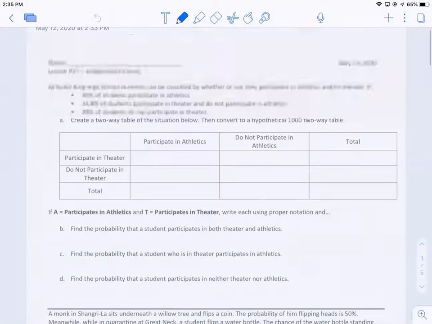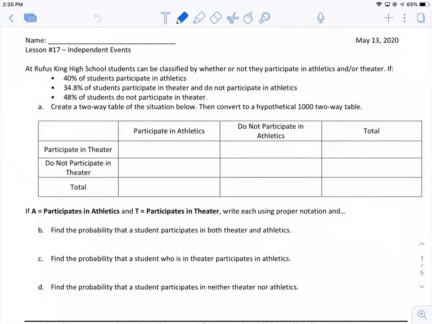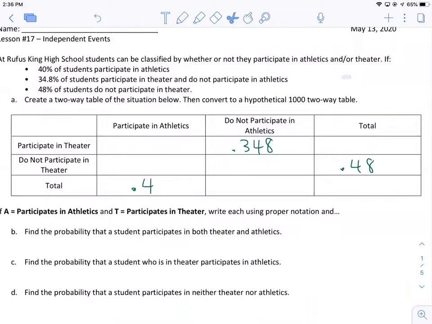as a two-way table, I thought we'd do that as a warm-up today. So take a minute and fill this in. All right, so all I did right now is I filled in the given information, right? The 40%, 34.8%, and 48% that don't participate in theater. So if you just fill this in, well, you don't really have enough to fill in the rest.